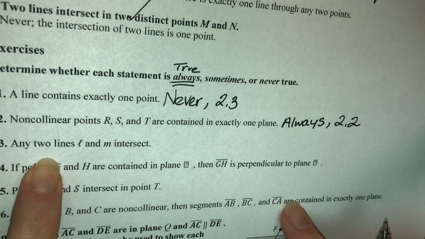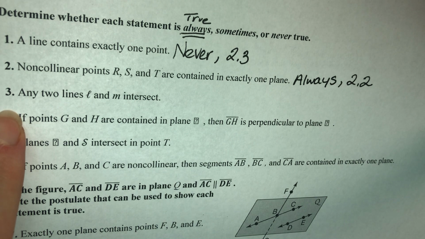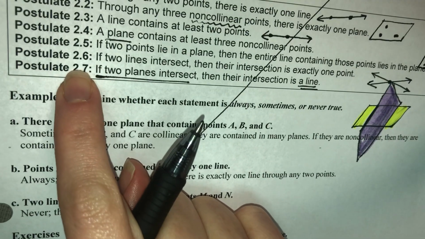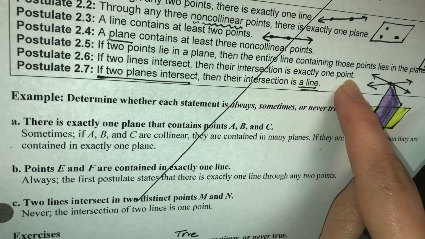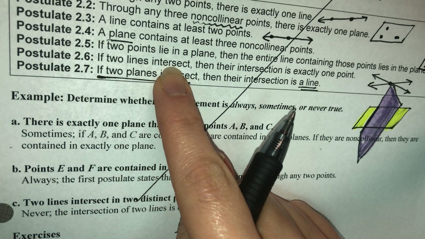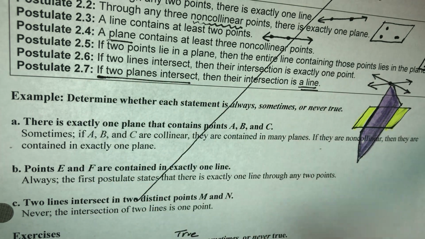Okay, number 3. Actually, why don't you pause your video and try number 3 on your own? All right, I'm going to assume you did. Any 2 lines, L and M, intersect. Well, we have a postulate about intersecting lines right here. That was postulate 2.6. And it said, if two lines intersect, then the intersection is exactly 1 point. But that's if they intersect. So do they have to intersect? I don't think they have to. It says if they do. If they do, maybe they do, but maybe they don't.